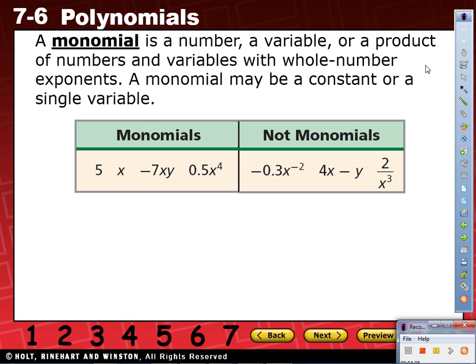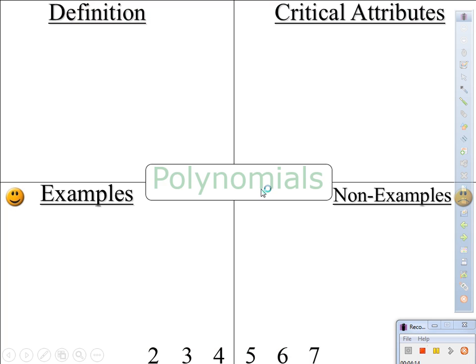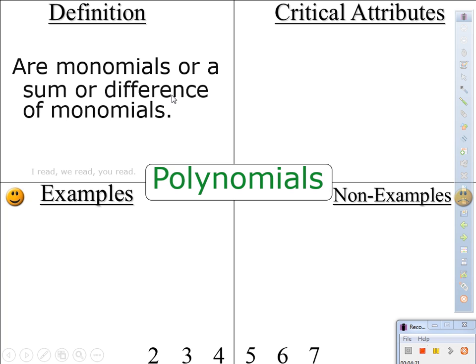All right, so let's clarify now what the main concept for today is. The main concept for today is polynomials. So here we go. On your Frayer model, you write polynomials, definition: a monomial, or a sum or difference of monomials. Fairly simple. Polynomials are monomials or sums or differences of monomials.